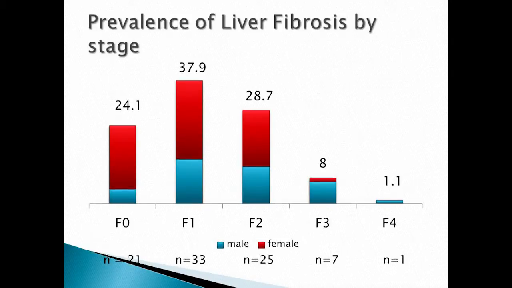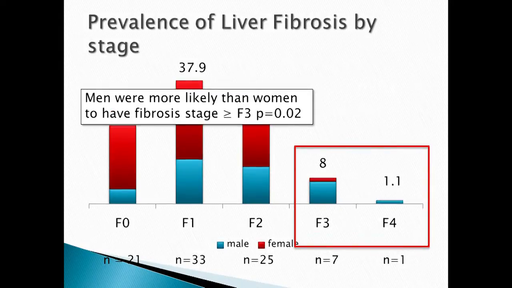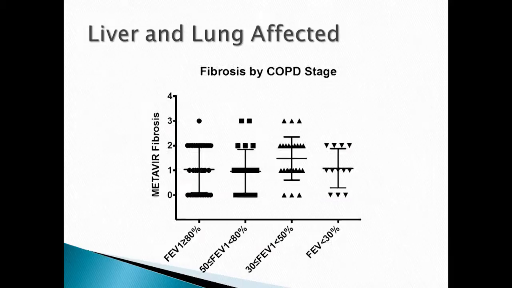So if you look across the fibrosis scores, let me back up. When we do a liver biopsy, we give a score anywhere from 0 to 4, 4 being cirrhosis. What you can see is that most people were here in F0 or F1, and even fewer were up here. And the number of men, though, clearly was higher the more advanced disease that you had.